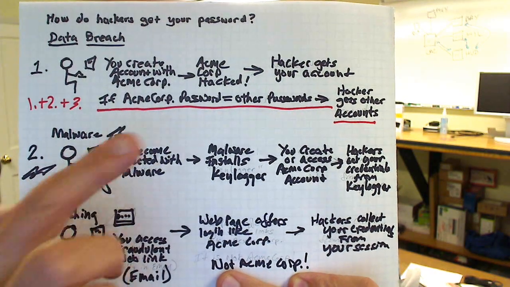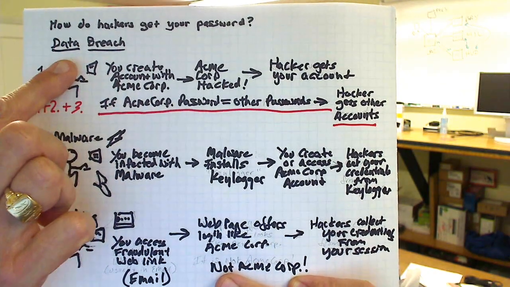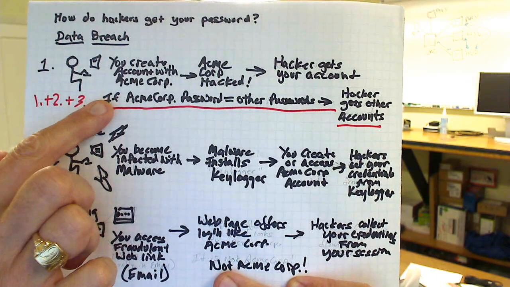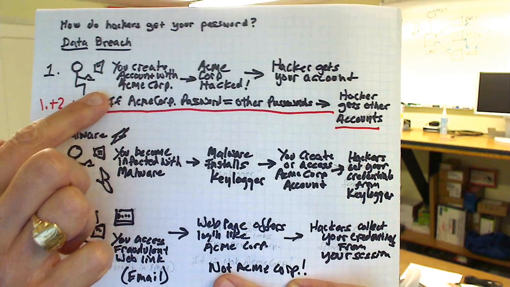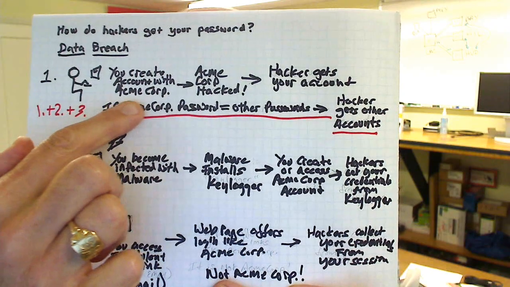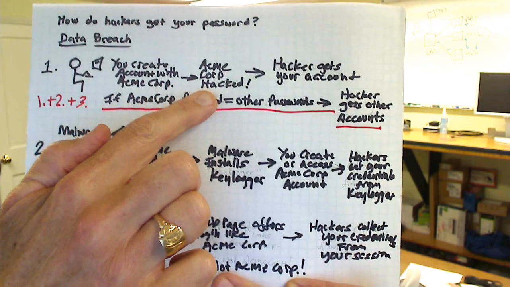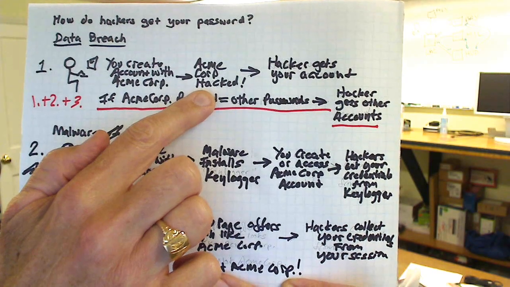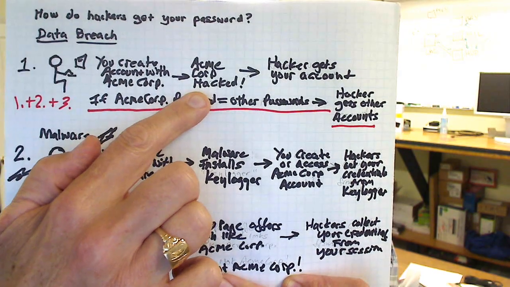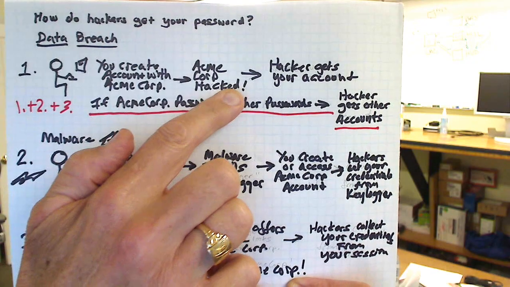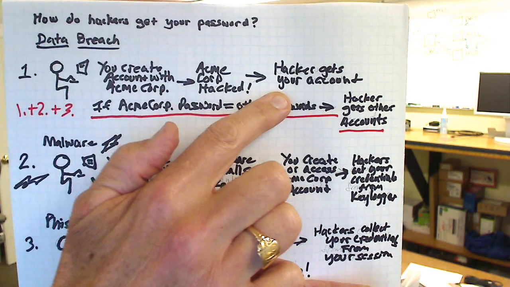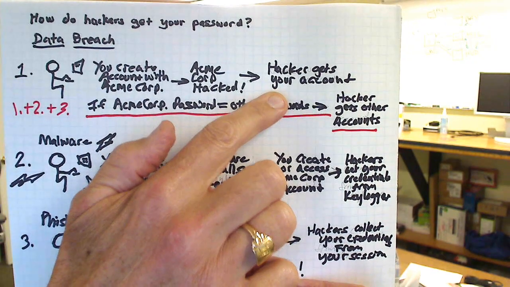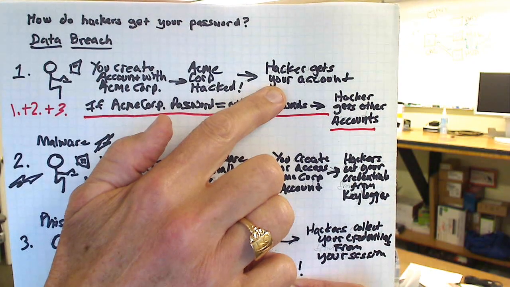So the first way we're talking about here is a data breach, and this has been in the news a lot. You create an account with Acme Corp. That's you at your computer. Acme Corp gets hacked. And really, this can be any size company. The largest companies in the world have had data breaches. Not all of them, but a significant number have. And once the data breach gets into the public domain, a hacker gets your account.